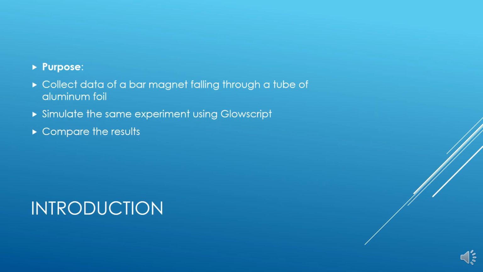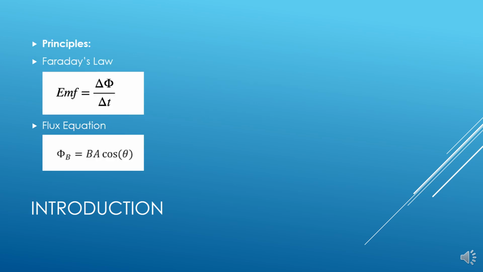The purpose of this lab is to collect data of a bar magnet falling through a tube of aluminum foil, simulate the same experiment using GlowScript, and then compare those results. The primary physics principles used in this lab were Faraday's Law, shown above, and the flux equation shown below.